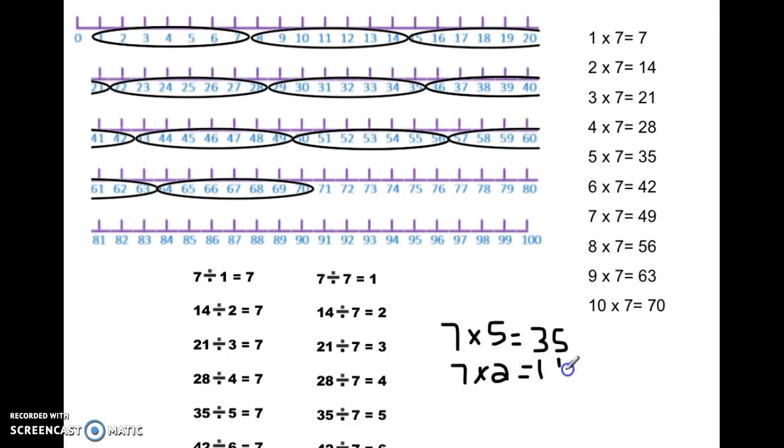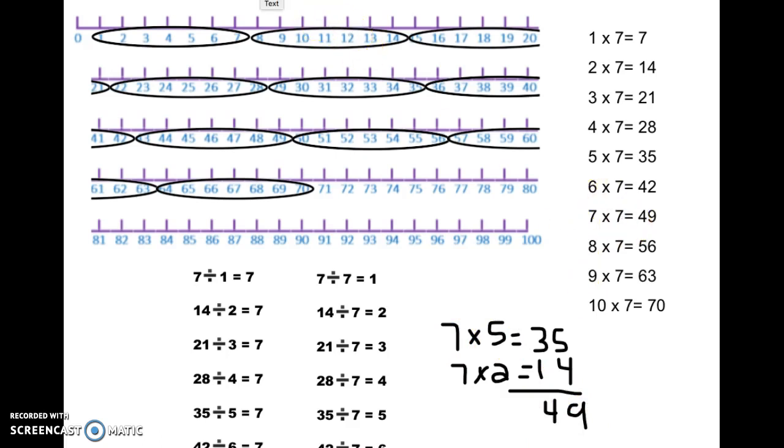if I add those together, then I end up with 5 plus 4 equals 9, and 3 plus 1 equals 4, which is correct because we know that 7 times 7 is 49.